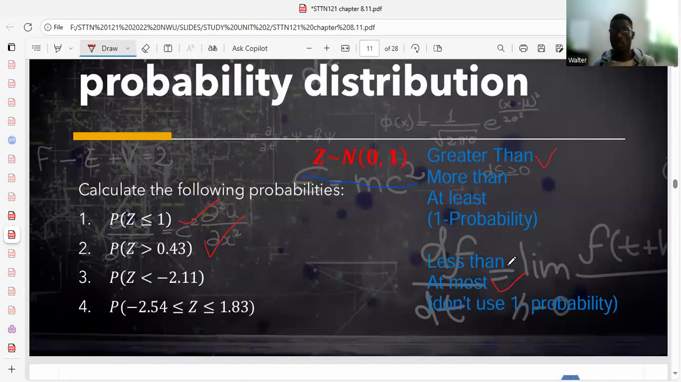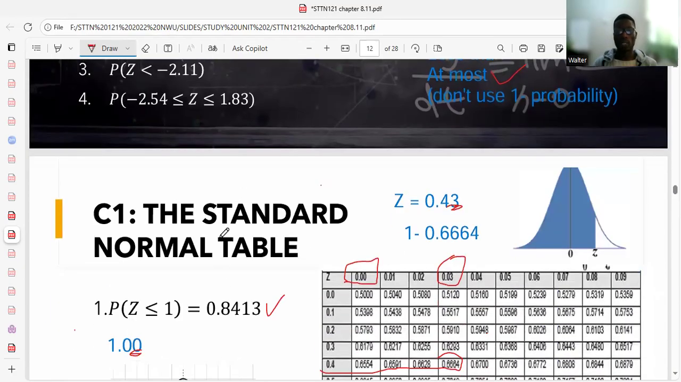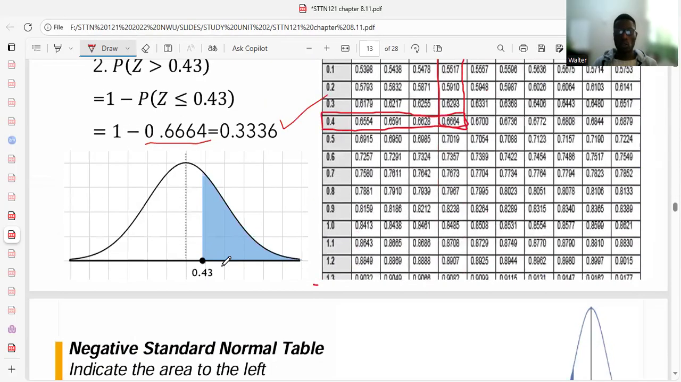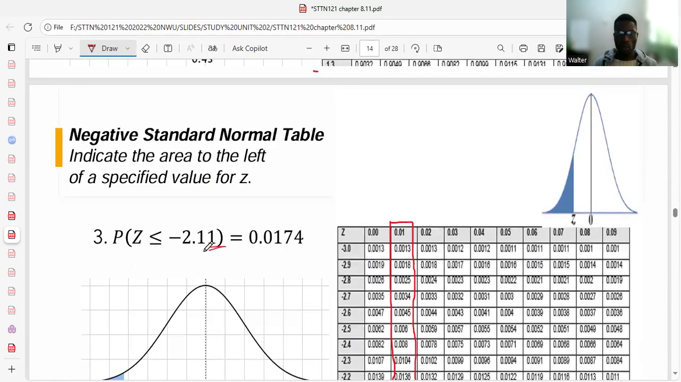You just go straight to the table, you check. But don't forget, what is the last digit? It's 1. We're gonna write it here. We're gonna check under the negative table. So we're going to check. The last digit here is 1. You divide it by 100.